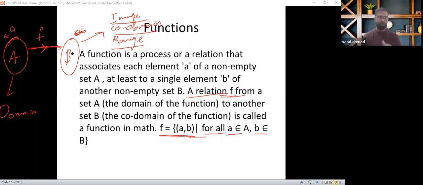You can say map it, you can say image it. A function is also called a map. It maps an input to an output, and it gives you an image of a pre-image. The things that are in the domain are called pre-images as well.